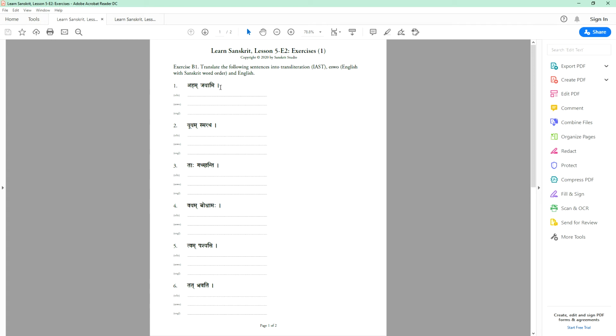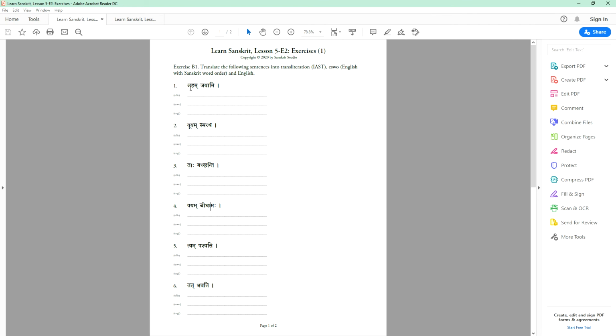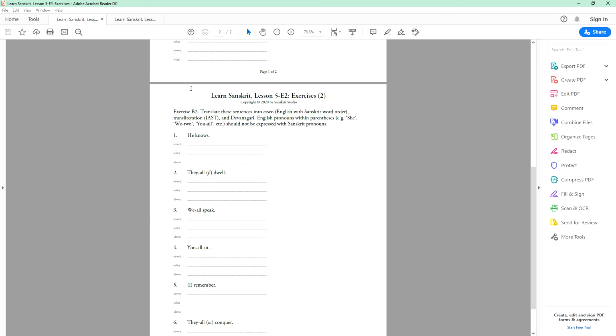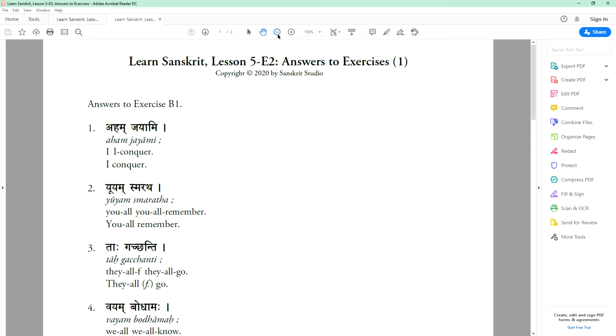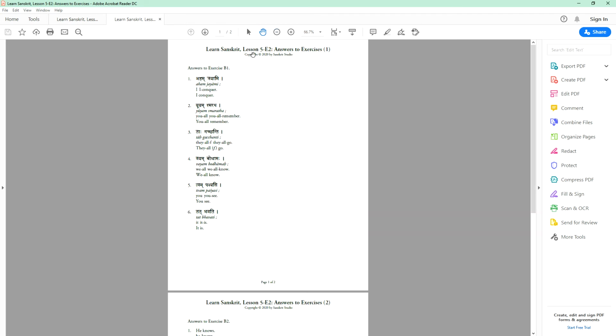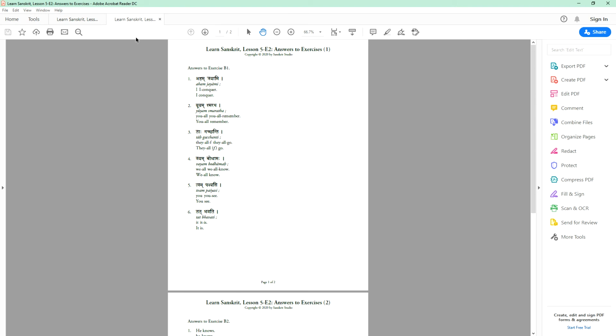We have one document with the exercises themselves, the assignment, and we have 2 pages of those. The first page is from Devanagari to English, and on the second sheet we have the English to Sanskrit exercises. Then you can also download a separate document. I recommend that you first download only the exercises, so you don't get tempted to look at the answers, because the answers are in the second, separate document, and similarly we have 2 pages of solutions or answers.